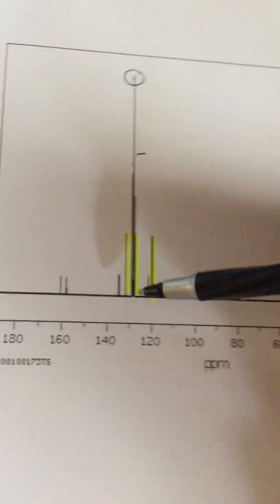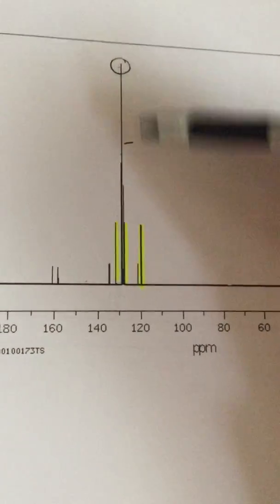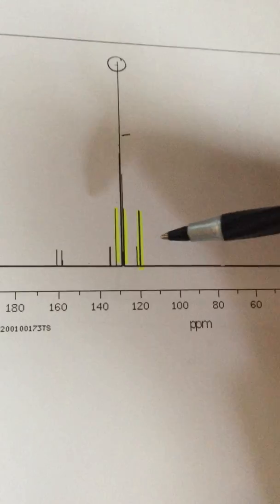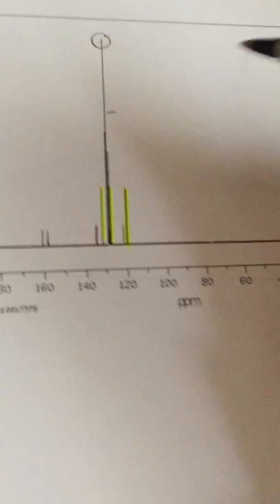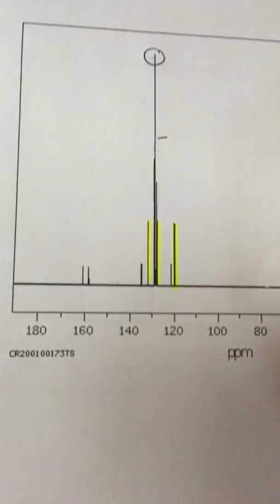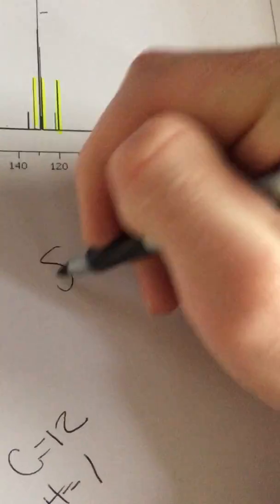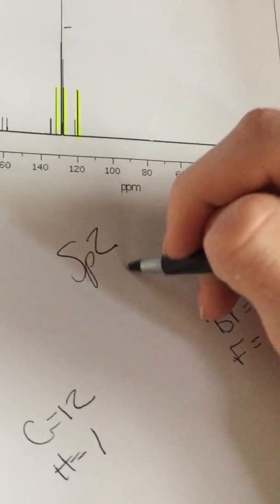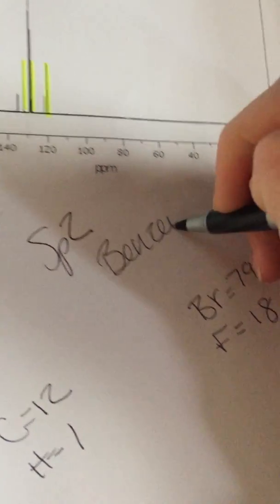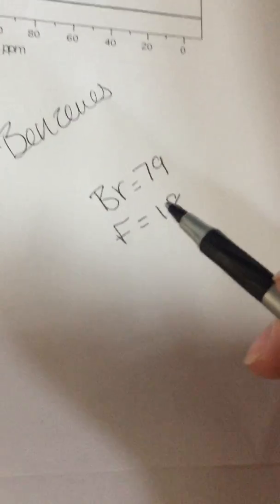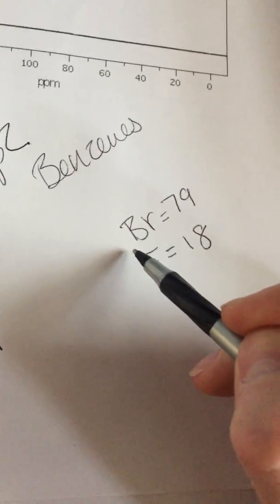And going back to here, we have a 3-to-1 ratio. There's 3 over here, and then the one major peak. So height-wise as well, we're going to assume that there is a bromine. So we've narrowed it down to sp2 orbitals and benzenes with the presence of bromine and a fluorine.